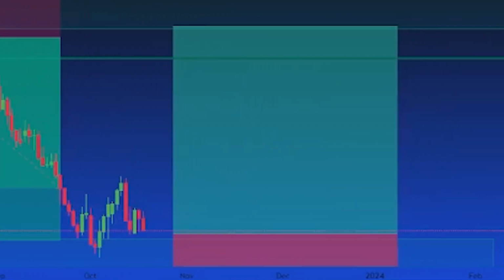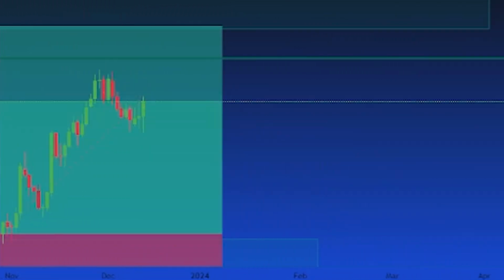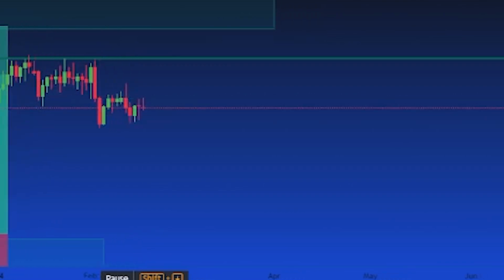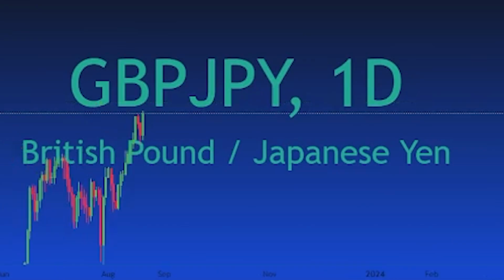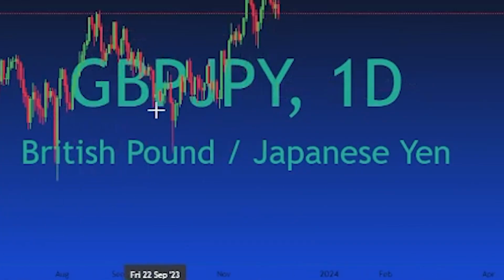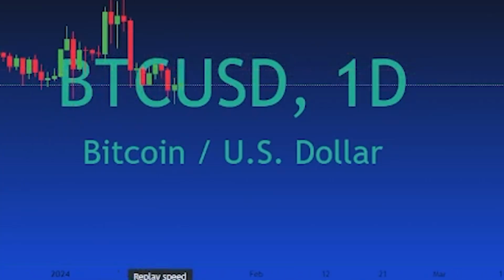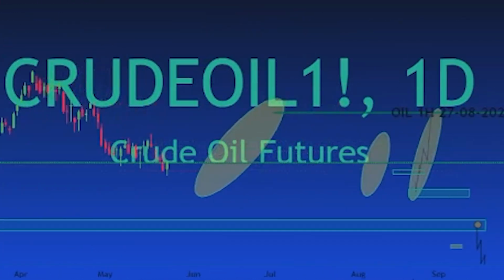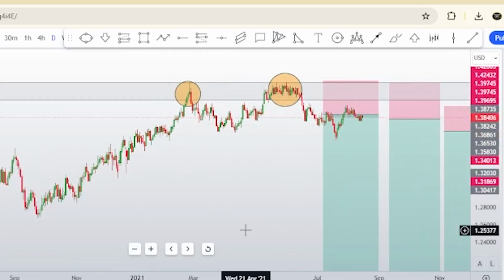Trading is easy when you buy from one zone to another, or when you sell from one zone to another, whether you're trading forex, stocks, cryptocurrencies, indices, or futures. That's how professional traders make money in the market.